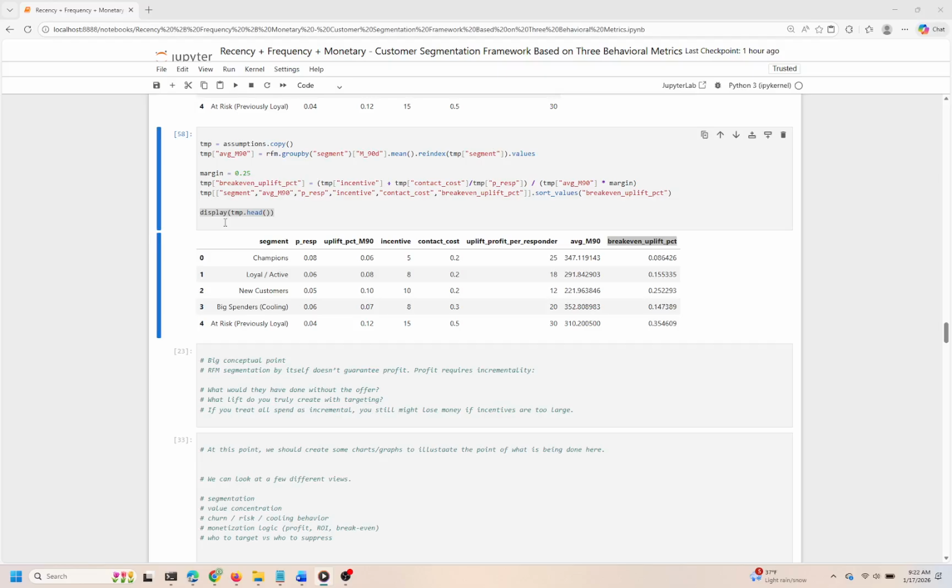Moving forward, the next cell is likely to explore practical methods for measuring this incrementality, helping us refine our understanding of how to make more informed decisions that balance customer engagement with sustainable profits.